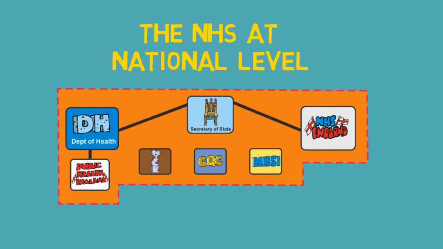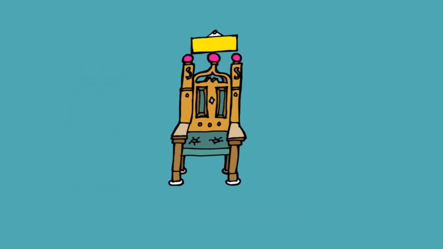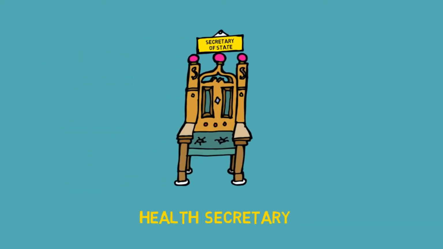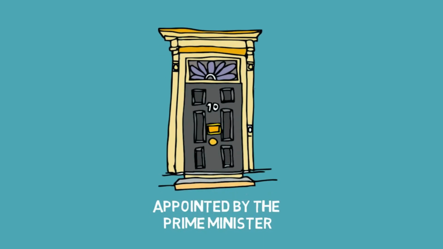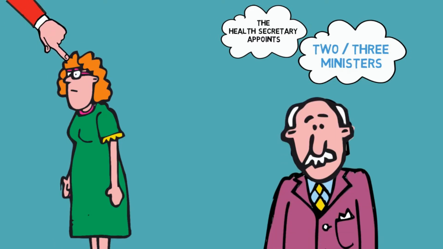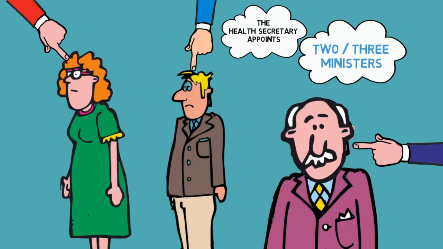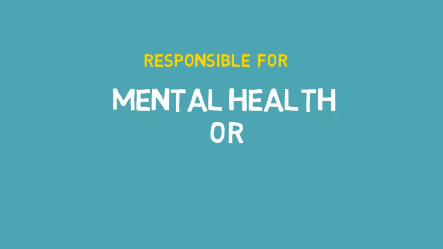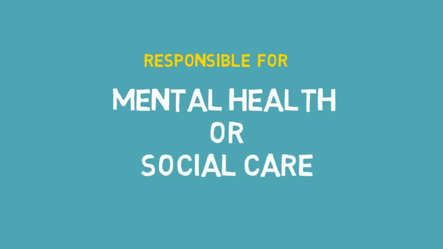The political leader of the NHS is the Secretary of State for Health, who is appointed by the Prime Minister. When they're appointed, the Health Secretary normally selects up to 3 ministers to support them, and they allocate particular responsibilities to each one, such as mental health or social care.